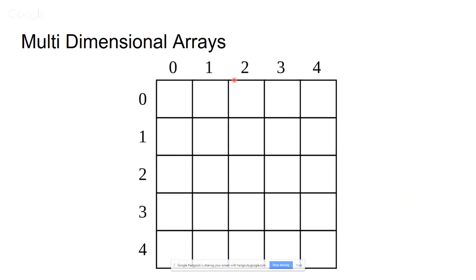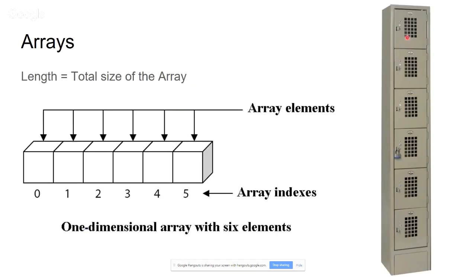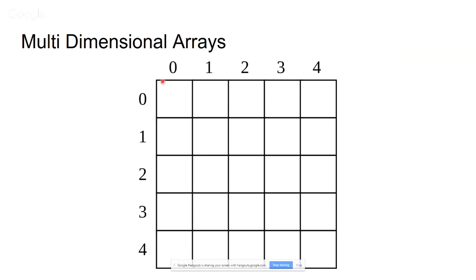Okay, now multi-dimensional arrays. Think of it as if you have one array, and inside every array section, you have another array, but in a horizontal way. So this one is the vertical way, and the other one is the horizontal way. So it's like a matrix. If I had a locker, this would be a one-dimensional array. And here we have a one-dimensional array, but inside every section of that array, we have another one-dimensional array. So this is how we talk about multi-dimensional arrays.